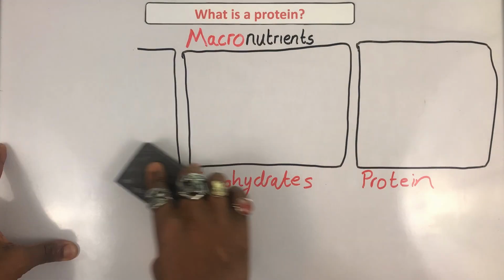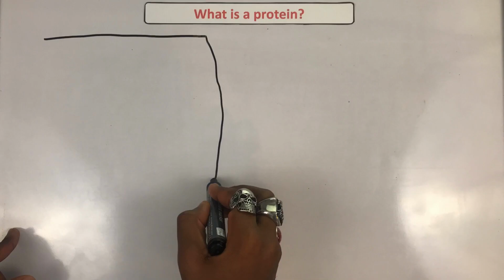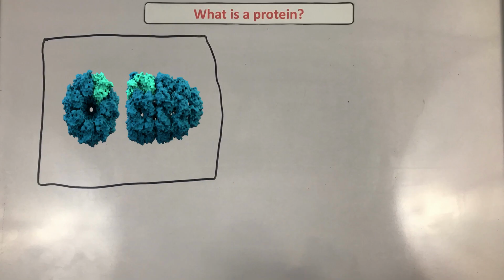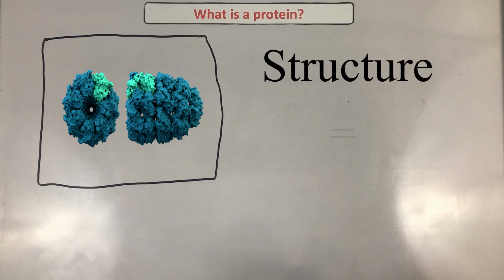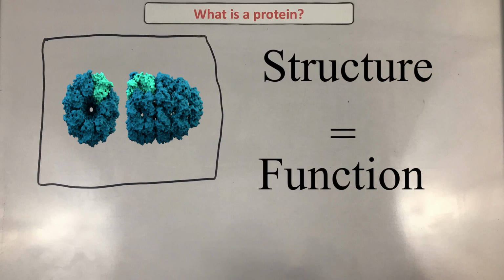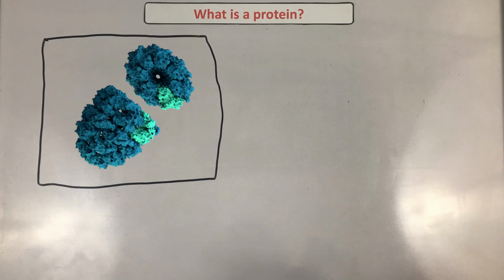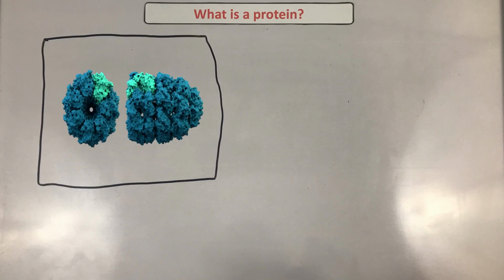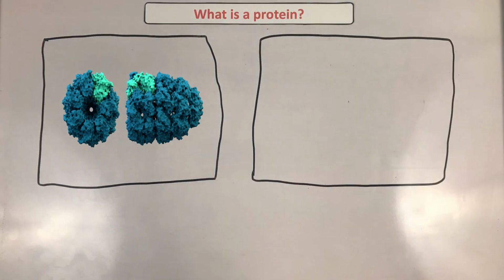Looking closely at a certain type of protein, we see that it is folded into a specific shape. If you remember anything from my video on specialized cells, you remember that structure equals function. This also applies to proteins, and it's their shape and interactions that give them their function. Now let's look even closer at this protein. We see that it's made up of amino acids linked together.